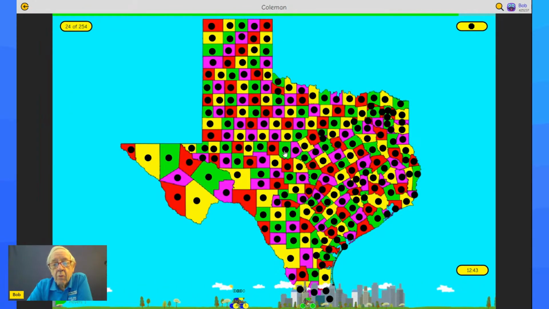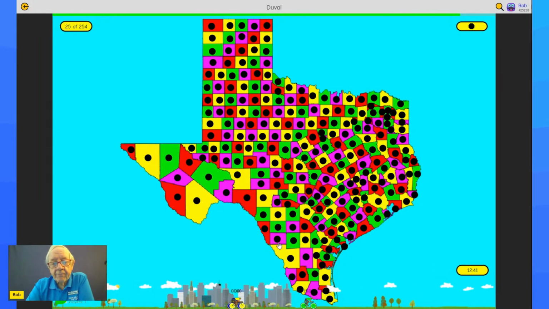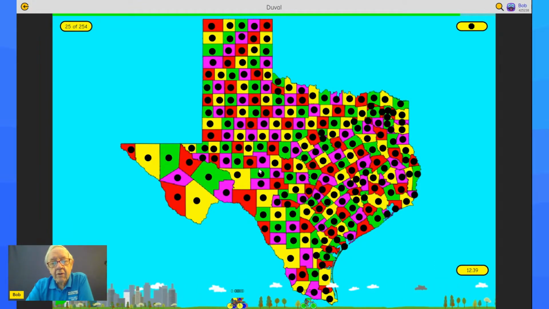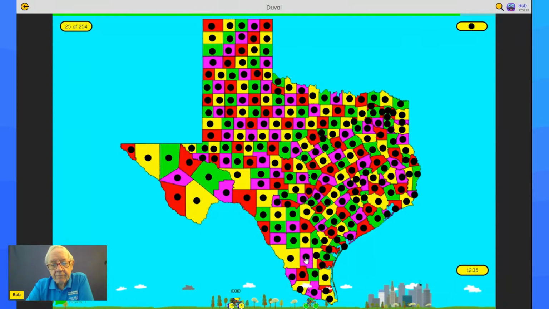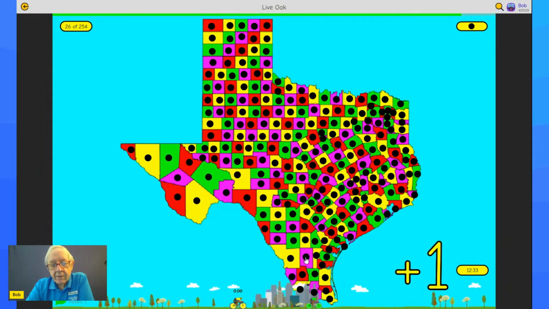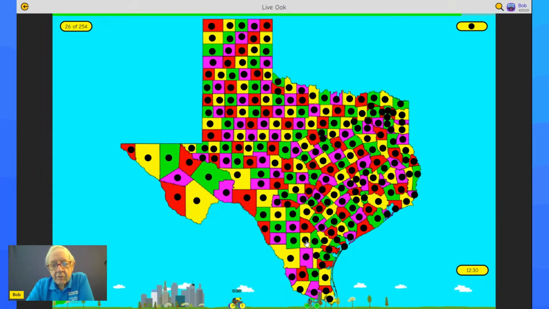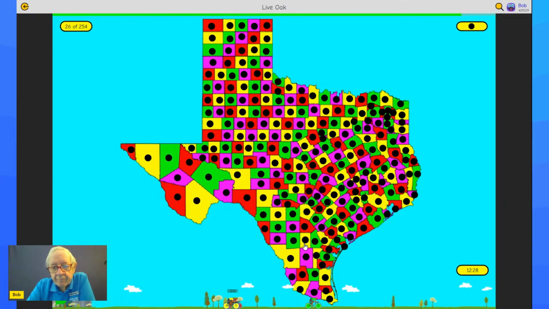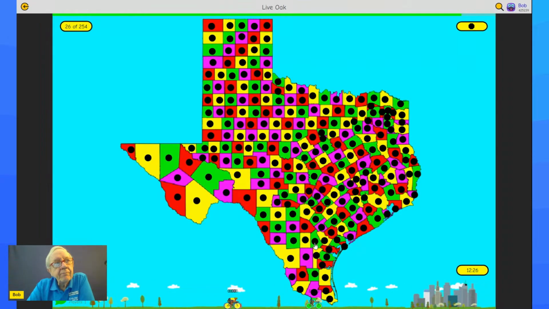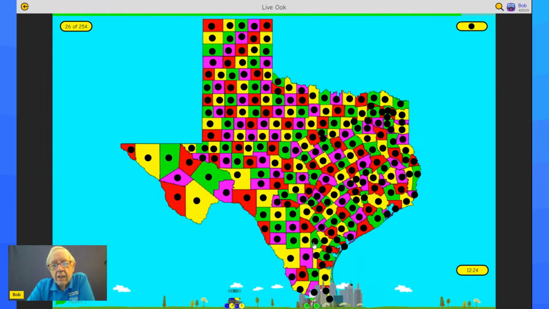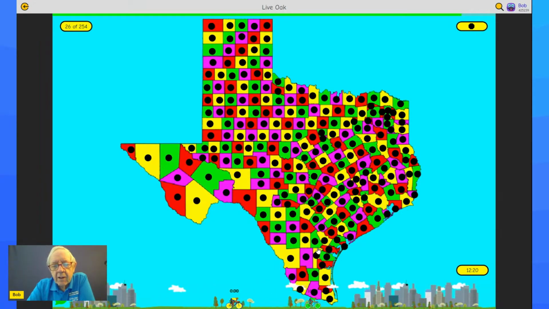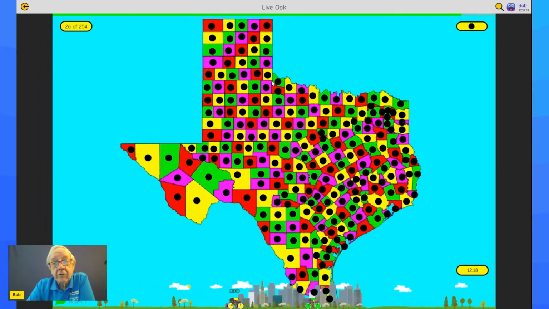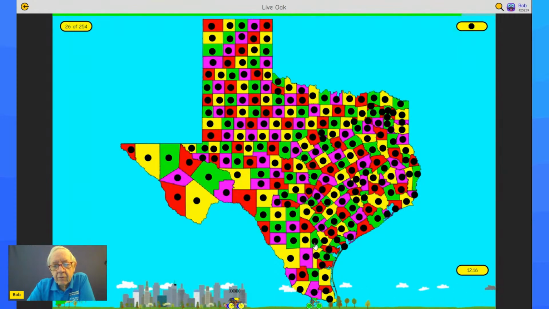Now it asks for Coleman, Duval. This would be, I think, Donley, and one of these is Duval. I think it's this one. It is. This is McMullen. This is Live Oak. Okay. I'm telling you what I think this is, and it asks for Live Oak. So let's see if I got that correct.